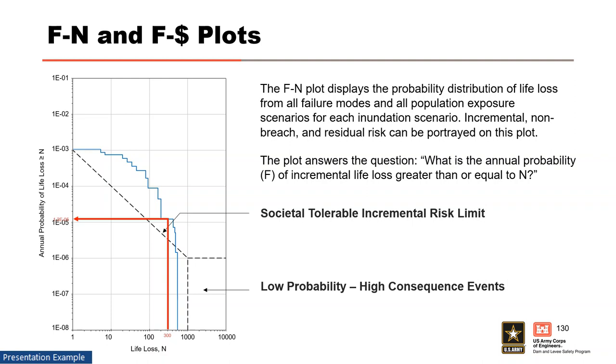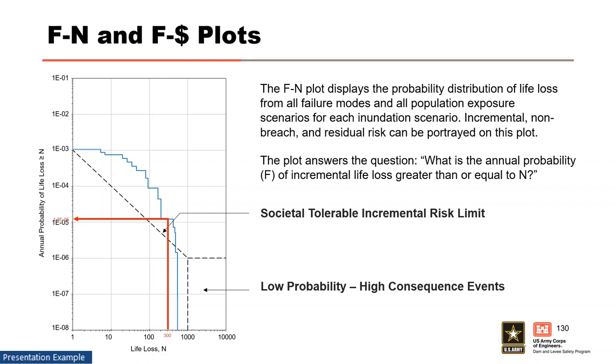Next, we have the big FN plot and the big F dollar plot. These are probably the least understood of all the required plots that are used. The big FN plot displays a probability distribution of incremental life loss from all failure modes and all population exposure scenarios for all inundation scenarios associated with the incremental risk.